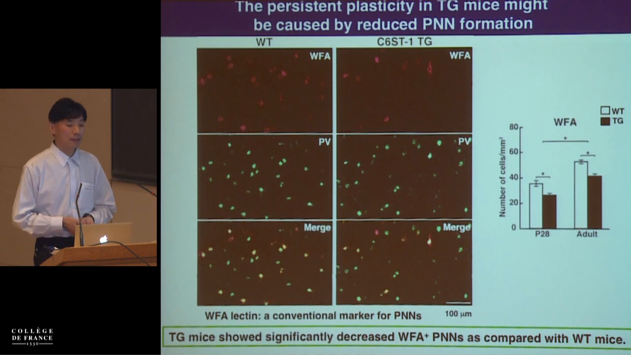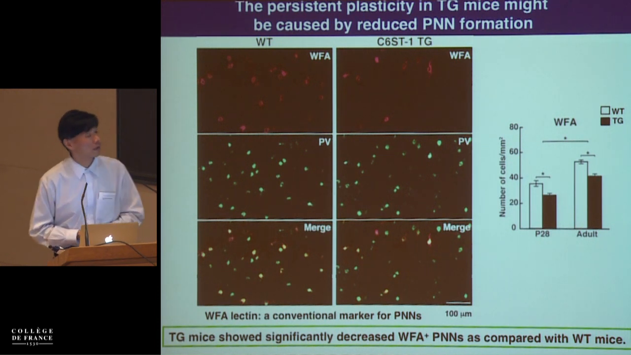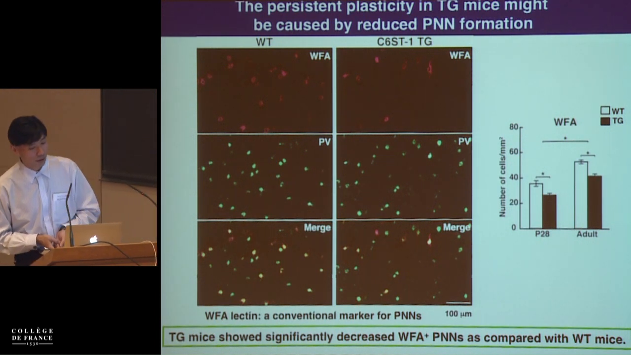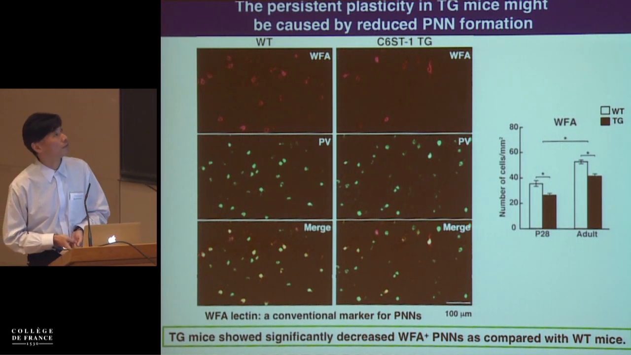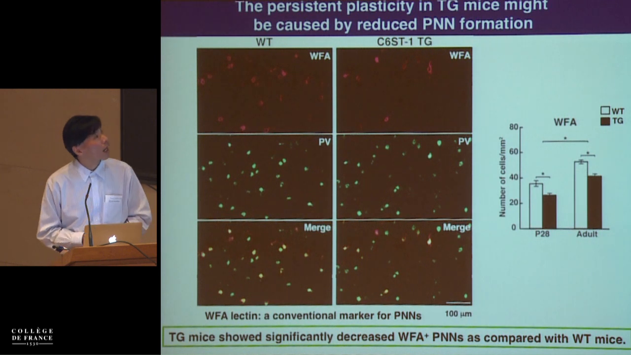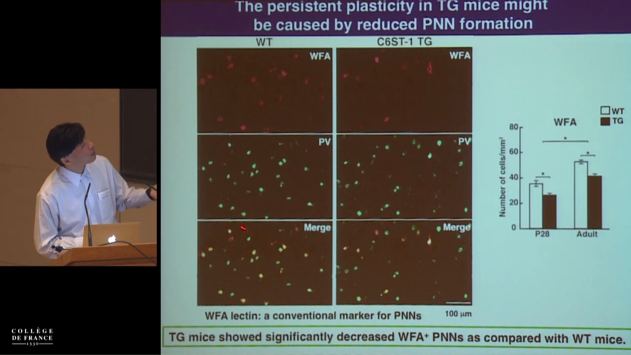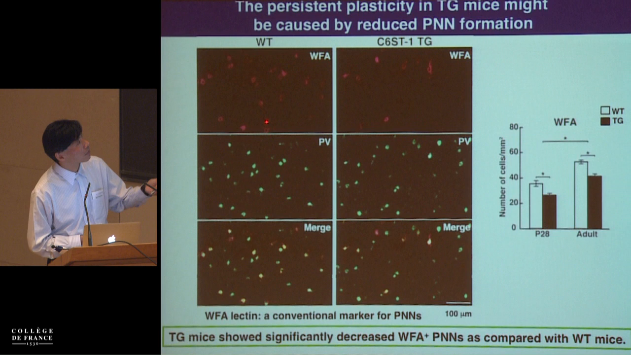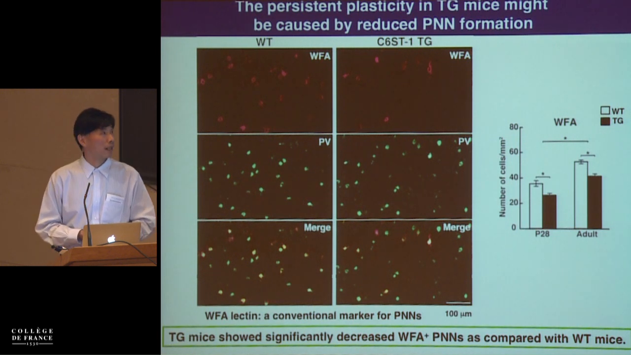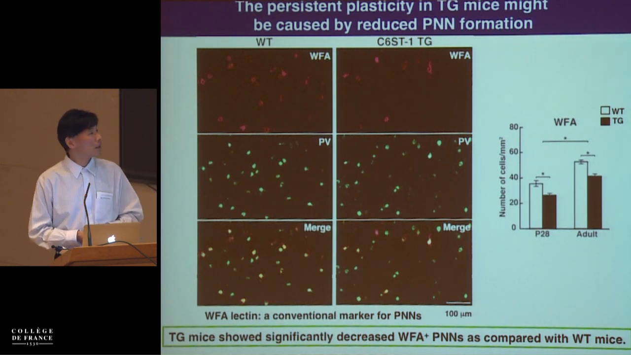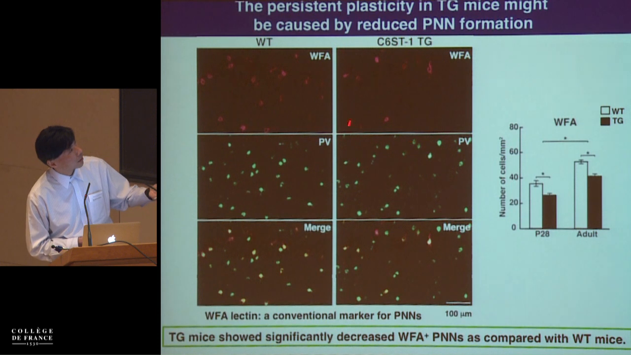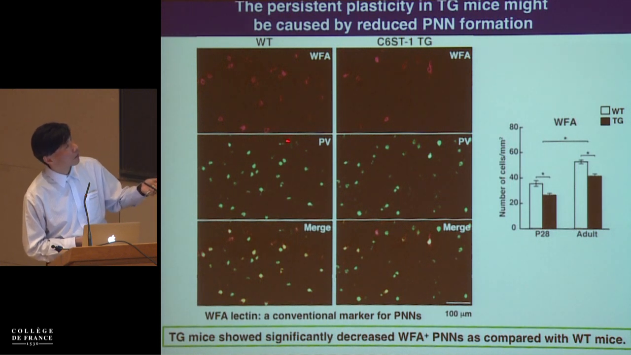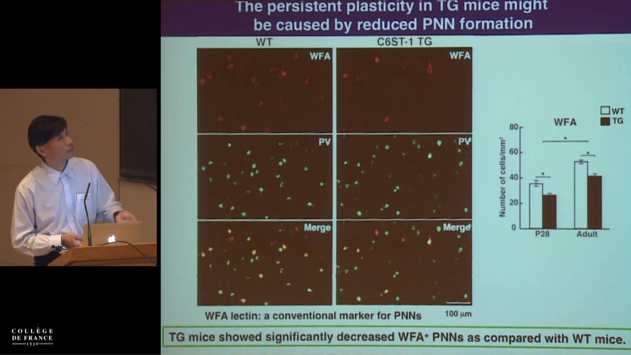So we wondered whether this persistent plasticity in transgenic mice might be caused by reduced perineuronal net formation. As shown in this slide, most PB cells were surrounded by WFA-positive perineuronal nets in wild-type mice. In contrast, transgenic mice showed significantly decreased WFA-positive perineuronal nets as compared with wild-type mice.